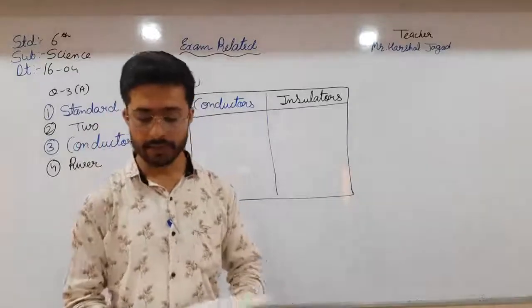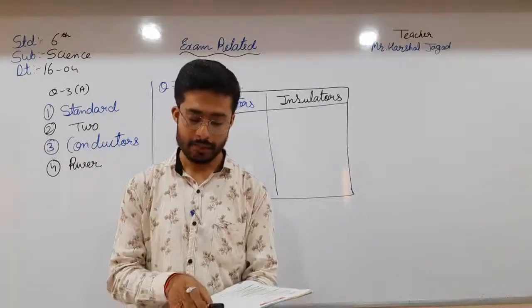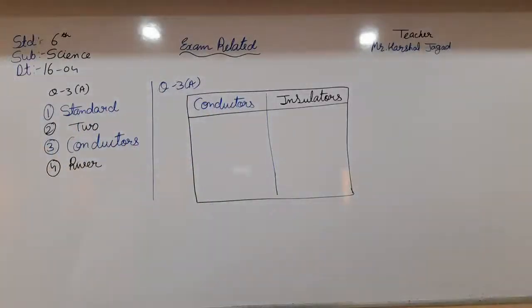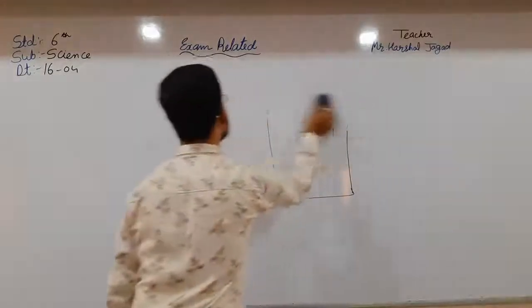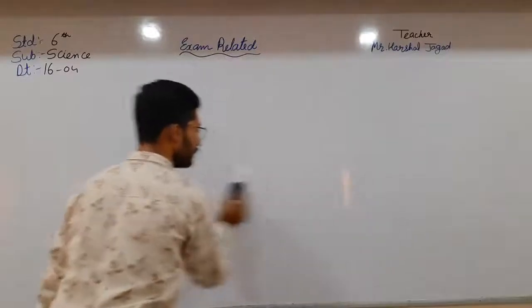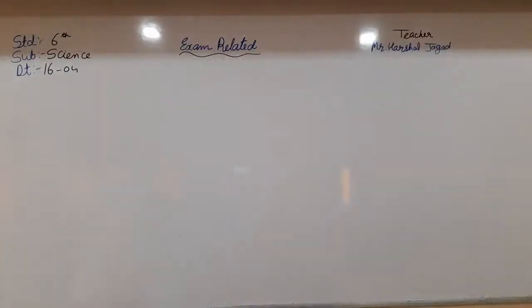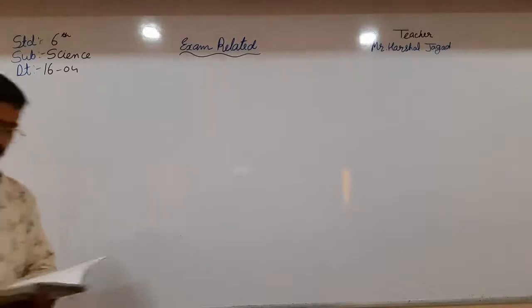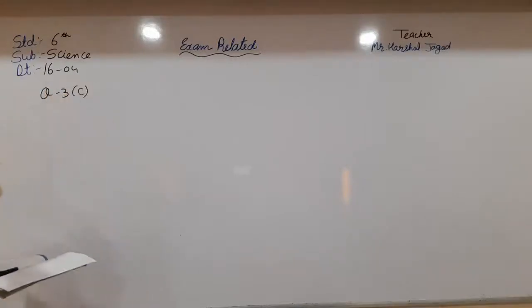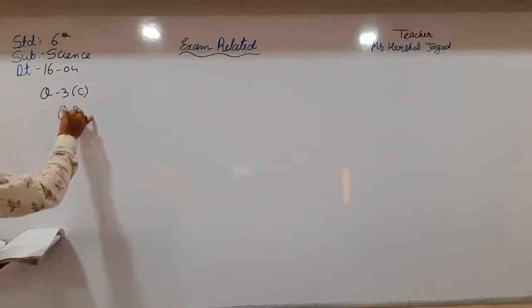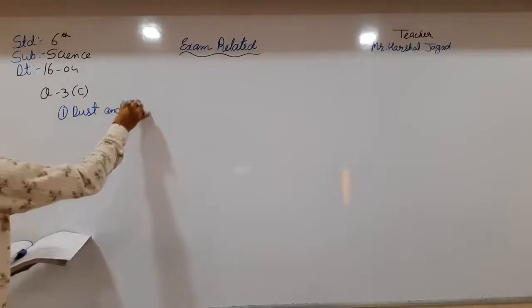like this. And then after question 3c, that is match the pair. So in that, what you have to do, so here question number 3C, that is match the following. So in that, the first one, that is dust and smoke.